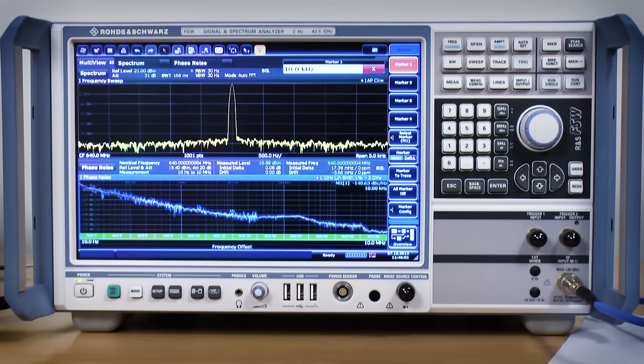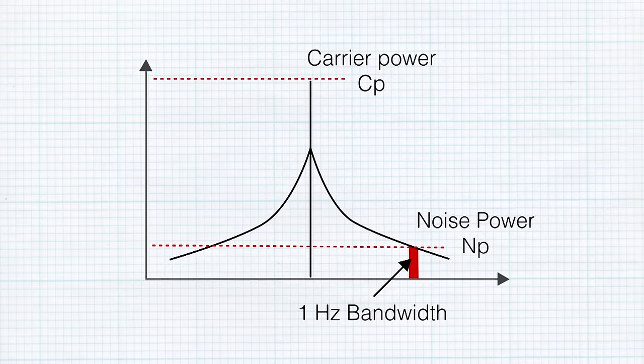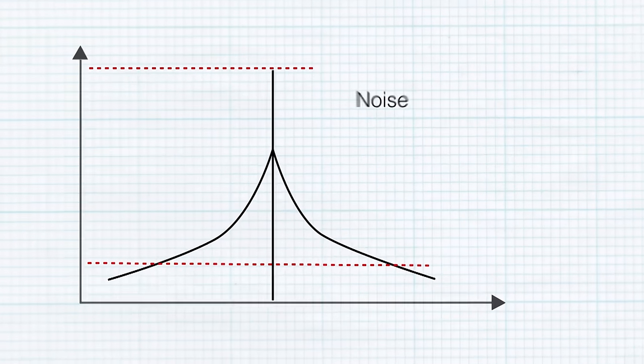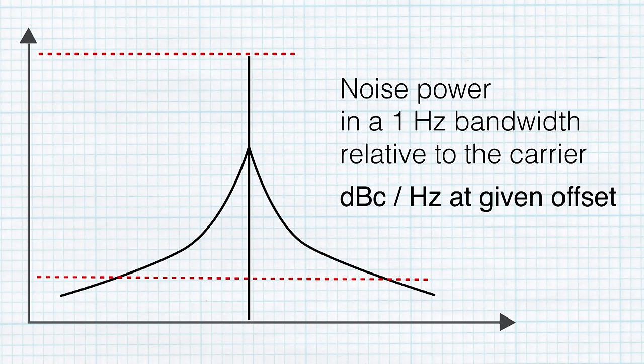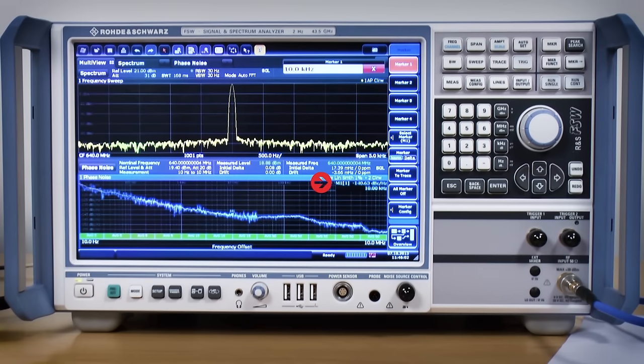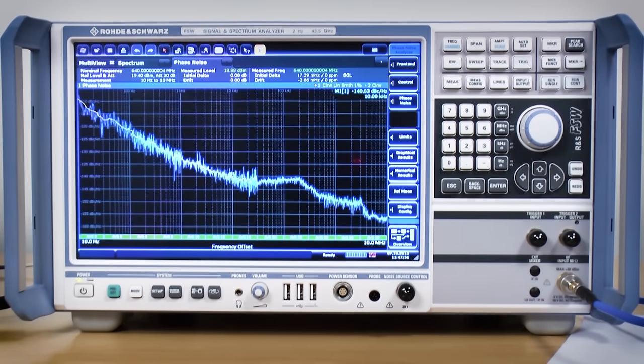As the scan moves further out, the resolution bandwidth will increase, but the routine will normalize for this. The standard for these measurements is to measure noise in a 1 Hz bandwidth relative to the carrier, and measurements are expressed in the form so many dBc per Hz at a given offset from the carrier. In this measurement, it can be seen that the result is minus 140.63 dBc per Hz at a 10 kHz offset from the carrier. This screen shows a typical plot for phase noise. It can be seen to be reducing as the offset from the carrier increases.